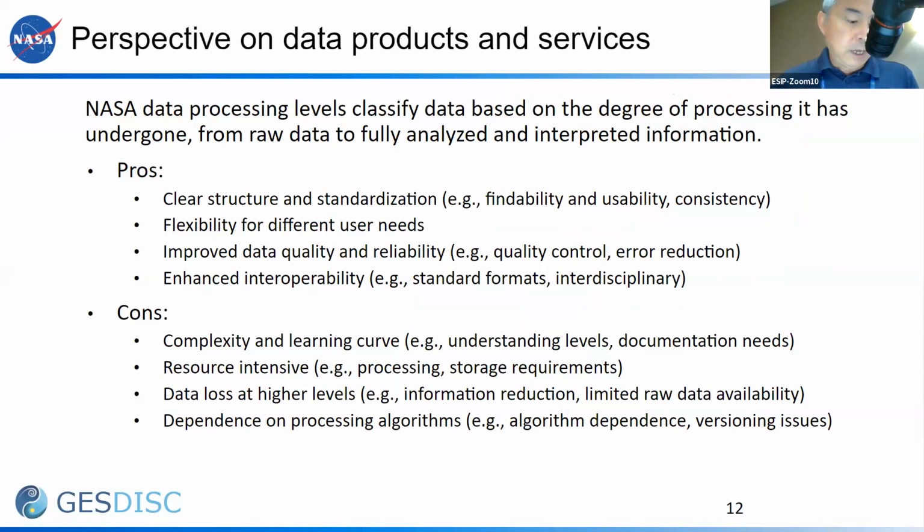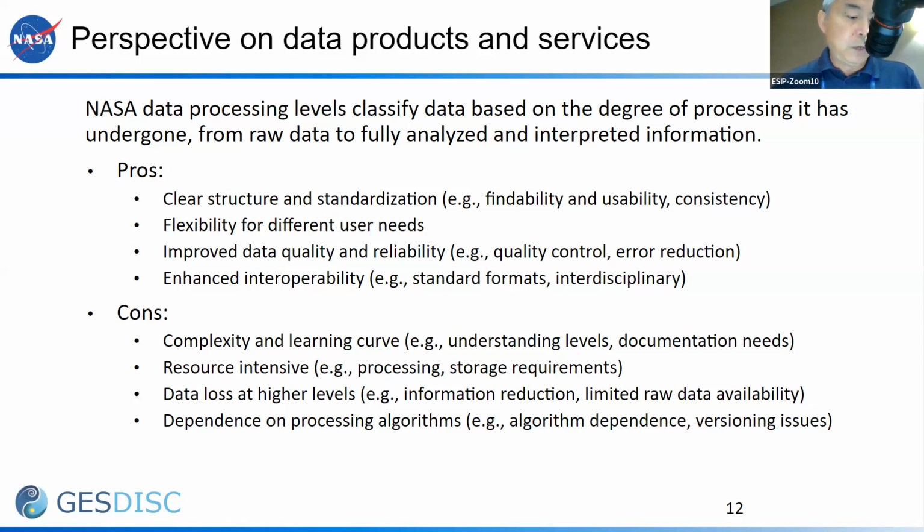Now the perspective on data products and services. First, let's take a look at the pros and cons of using data processing levels. The pros are clear structure and standardization, and also flexibility for different user needs. For example, level 3 and level 4 are very easy to use with other software or application tools. They improve data quality and reliability, such as quality control, and enhance interoperability, like HDF5 and NetCDF. The cons are added complexity and learning curves.